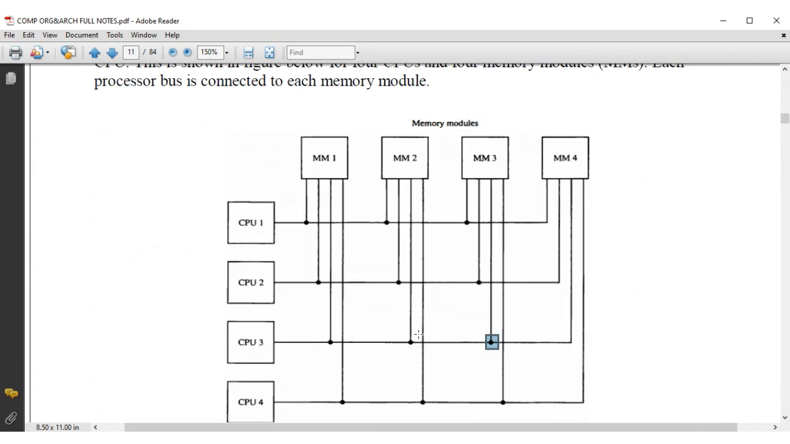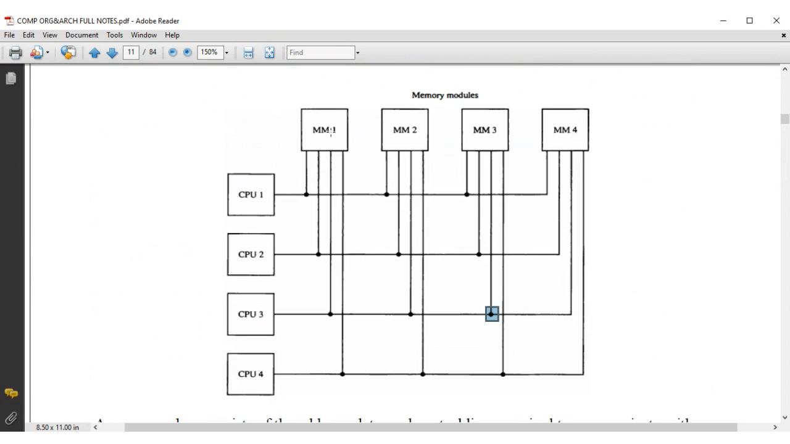So if CPU 1 wants to communicate with memory module 1, it has to go through the port and then go through there. Okay. If it has to communicate to memory module 2, it has to go through how many ports? 1, 2, then communicate to memory module 2. If it has to communicate to memory module 3, it has to go through how many ports? 1, 2, 3, and then communicate. If it has to communicate to memory module 4, it has to pass how many ports? Ports 1, 2, 3 also, and then communicate to memory module 4. All right.